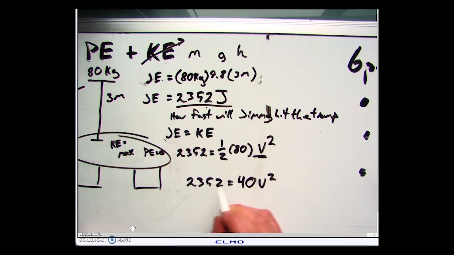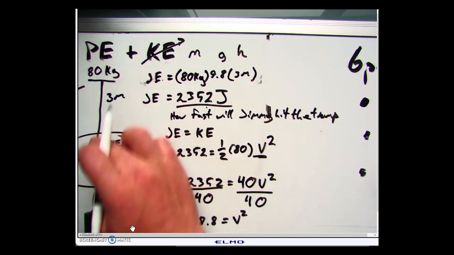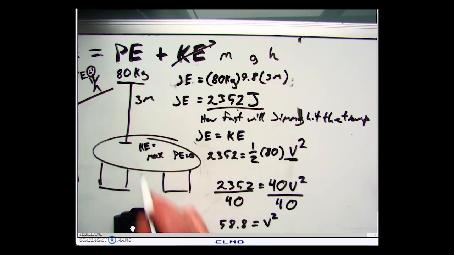Well, that's getting actually pretty simple now. Let's take the 40 and move it to this side. And I'm going to get 58.8. Oh, okay, we're getting close here. So 58.8 is equal to v squared. And at this point, we are really close to knowing how fast Jimmy hit the trampoline.